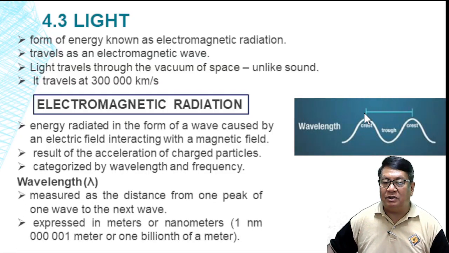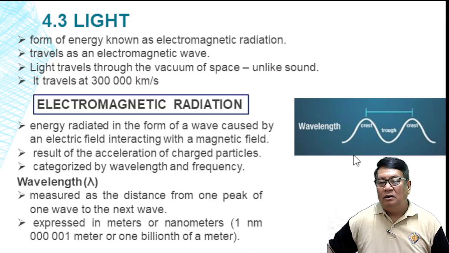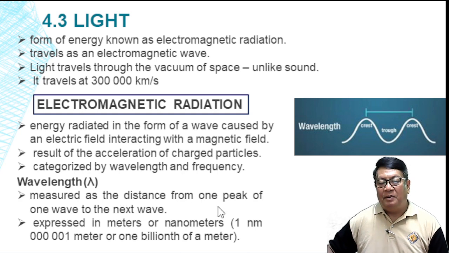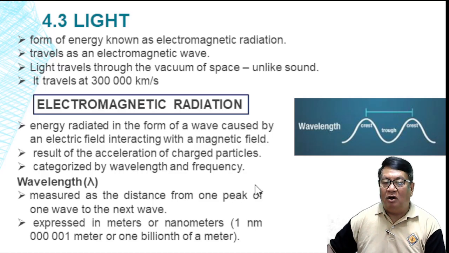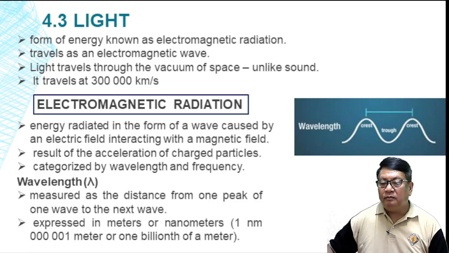So this is the illustration of wavelength. As we defined, it is measured as the distance from one peak of one wave to the peak of the next wave. So this is the positive peak, for example, of the first wave, and this is the next positive peak. The distance between these two is called the wavelength.